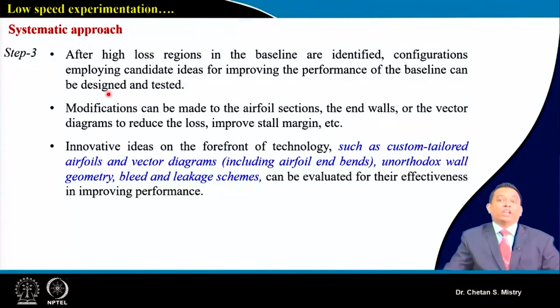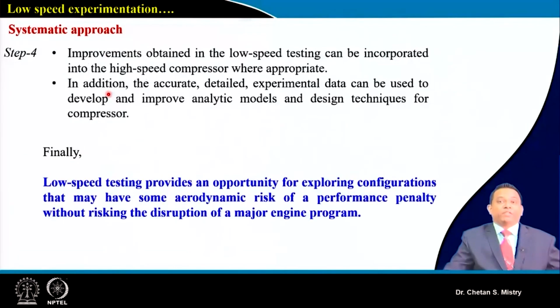Maybe we can go with innovative ideas as we have discussed earlier, say custom tailored aerofoil, vector diagram where you will be having aerofoil air bends, unorthodox wall contouring, bleed, leakage scheme. All this can be tested and checked in order to check the effectiveness and the improvement we are expecting.